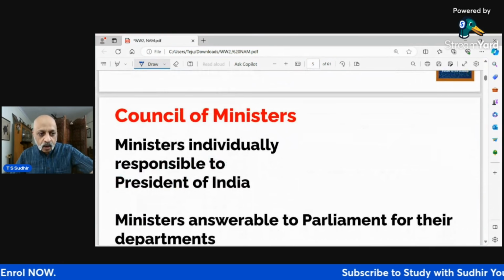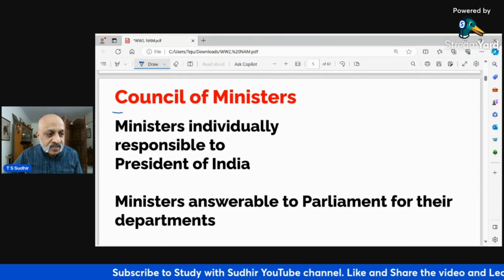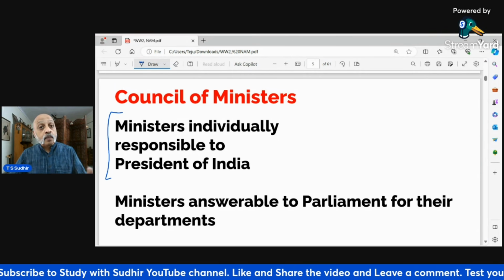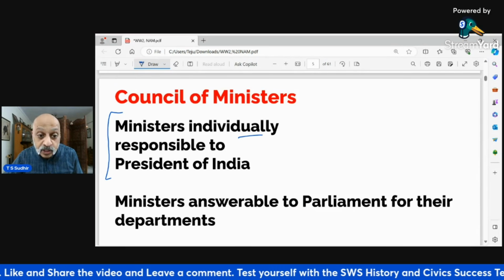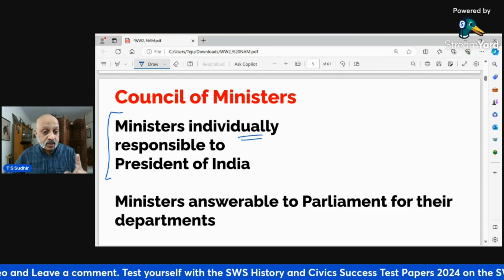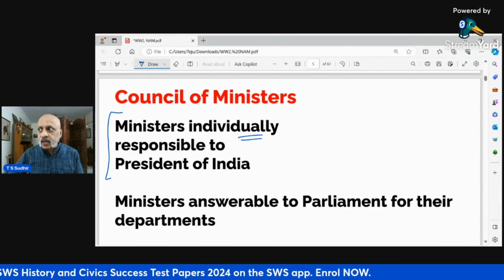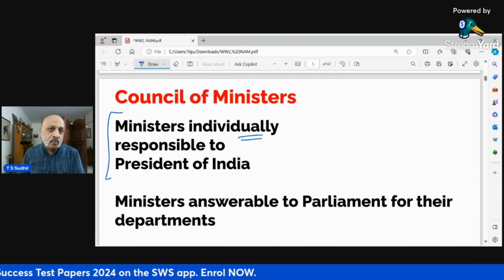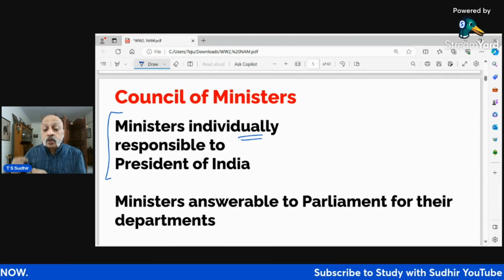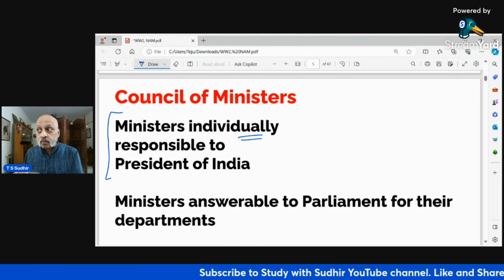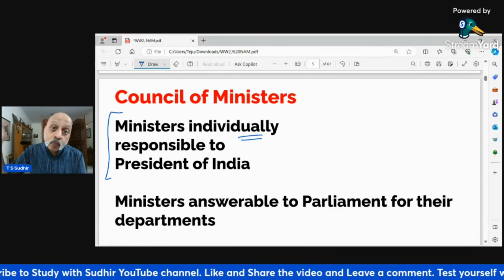Good. Now, as far as the Council of Ministers is concerned, all the ministers are individually responsible to the President of India, because they're administered the oath of office and secrecy by the President of India. Individually responsible is a term to pay attention to, right? The ministers are also answerable to Parliament for their departments. That is, for instance, if a question is asked about the Agriculture Ministry, or the Industries Ministry, or the Railways Ministry in the Lok Sabha or Rajya Sabha, the responsibility of answering it falls on the minister of that ministry.